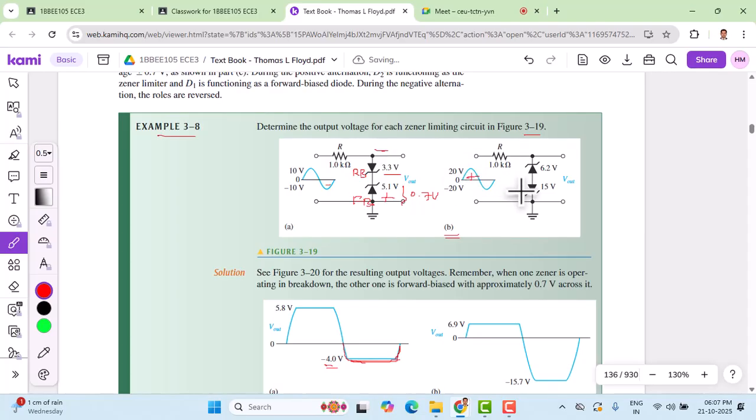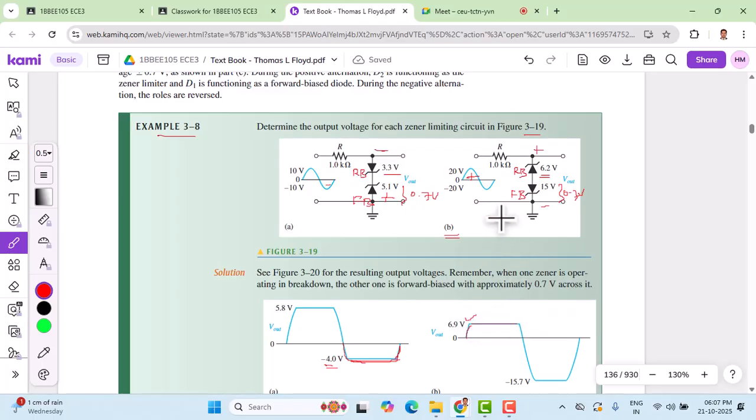Let us see how the diodes perform for the positive half cycle. The polarity is plus here and minus here. The upper Zener diode now becomes reverse biased, and the lower Zener diode becomes forward biased. Once reverse biased, 6.2 volts is maintained across the upper diode, and across the lower diode 0.7 volt is maintained. So 6.2 plus 0.7 becomes 6.9. The output voltage goes up to 6.9, and thereafter it stays constant.